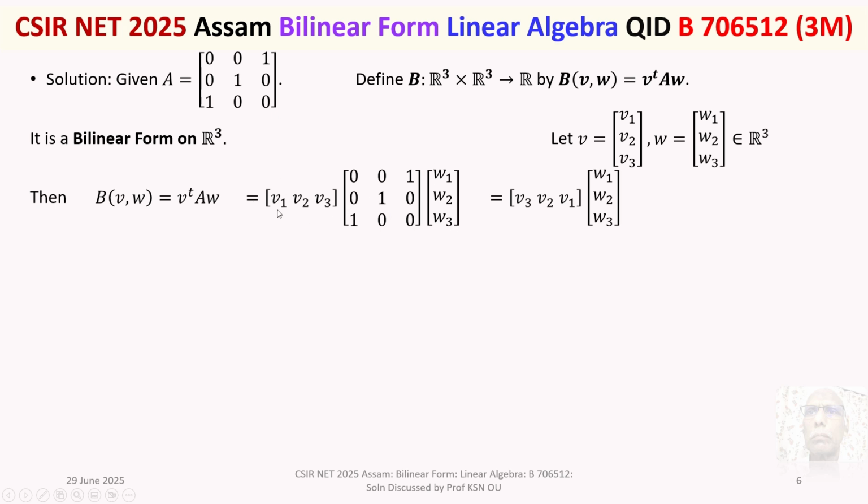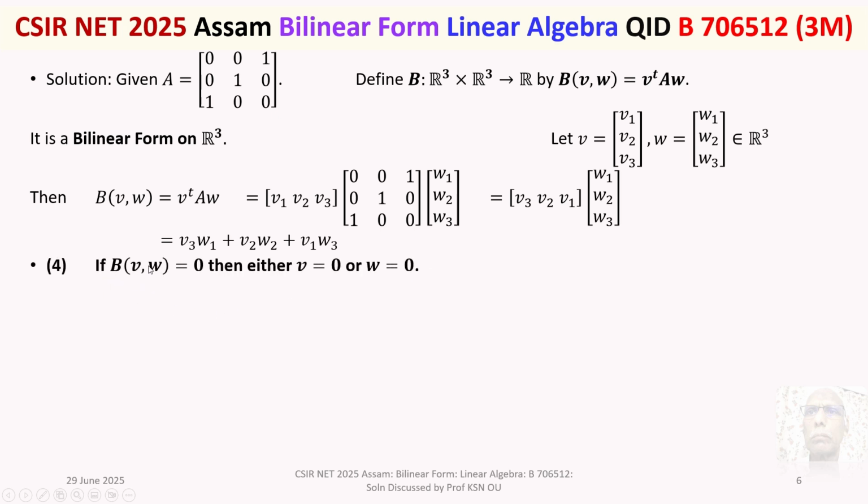Now, the row vector V1, V2, V3 multiplied by the matrix: V1, V2, V3, the row vector multiplied by the column 0, 0, 1 is V3. V1, V2, V3 multiplied by the column 0, 1, 0 is V2. V1, V2, V3 multiplied by the column 1, 0, 0 is V1. Multiplied by the column vector W. Now this is V3 W1 plus V2 W2 plus V1 W3. Remember, this is the definition.